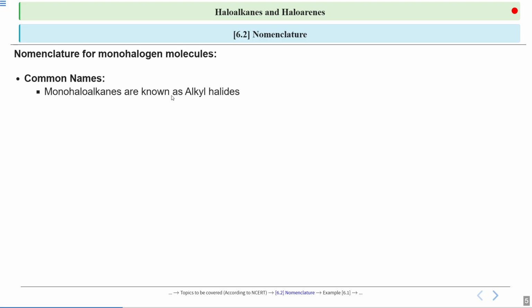Monohaloalkanes are known as alkyl halides. So we can also call monohaloalkanes alkyl halides. Alkyl means the alkyl group, the R group, like methyl group, ethyl group. Halide means halogen, the group 17 elements: fluorine, chlorine, bromine and iodine. So monohaloalkanes you can also call alkyl halides.